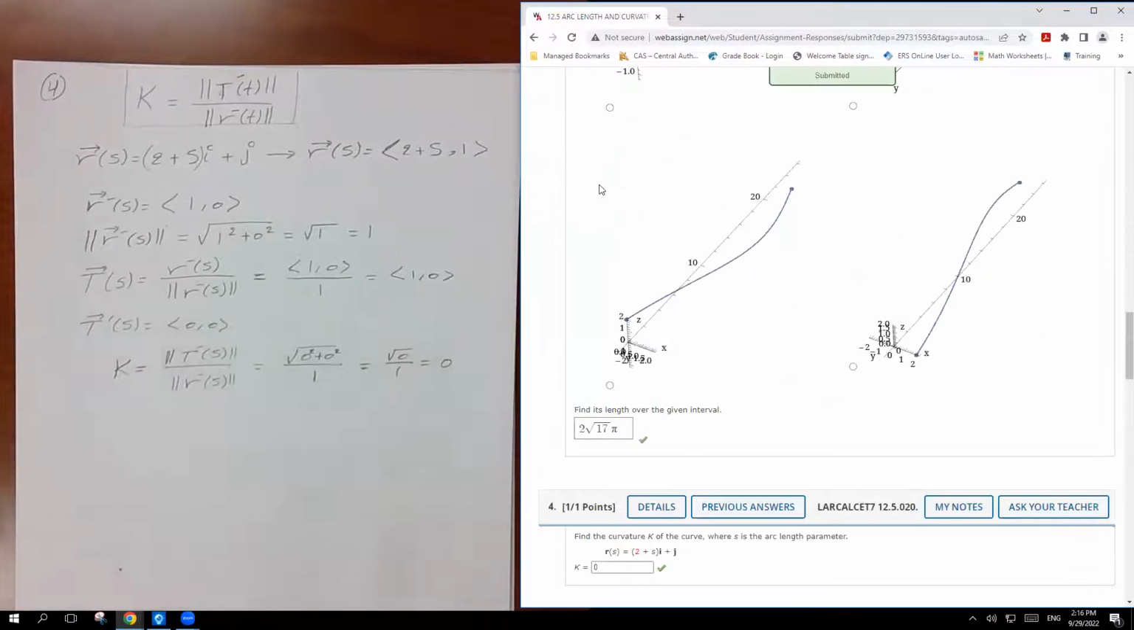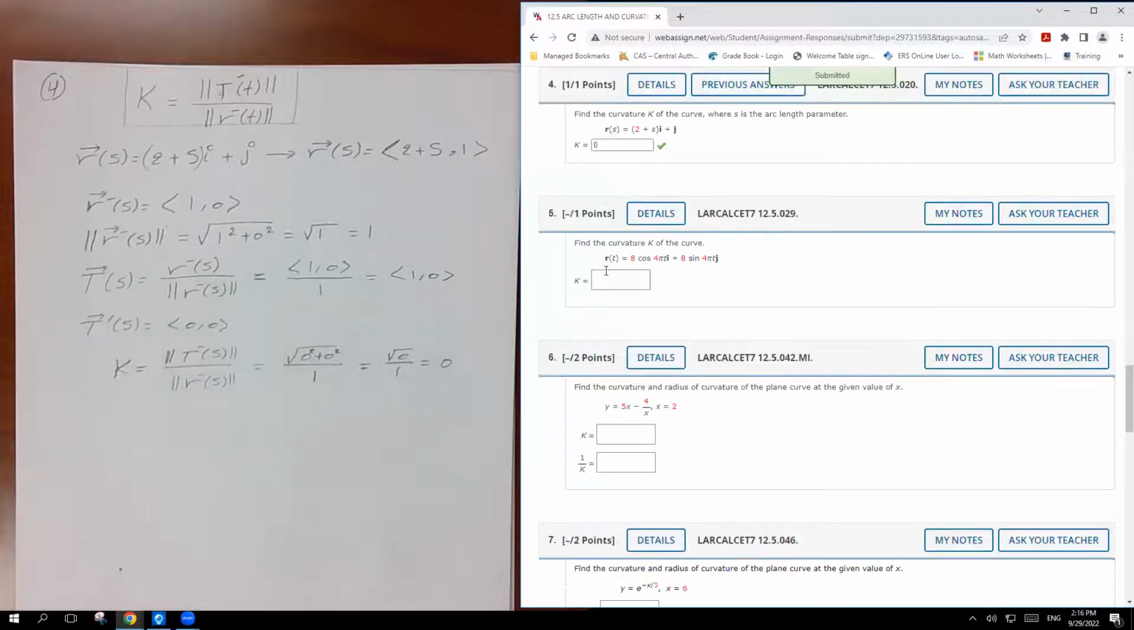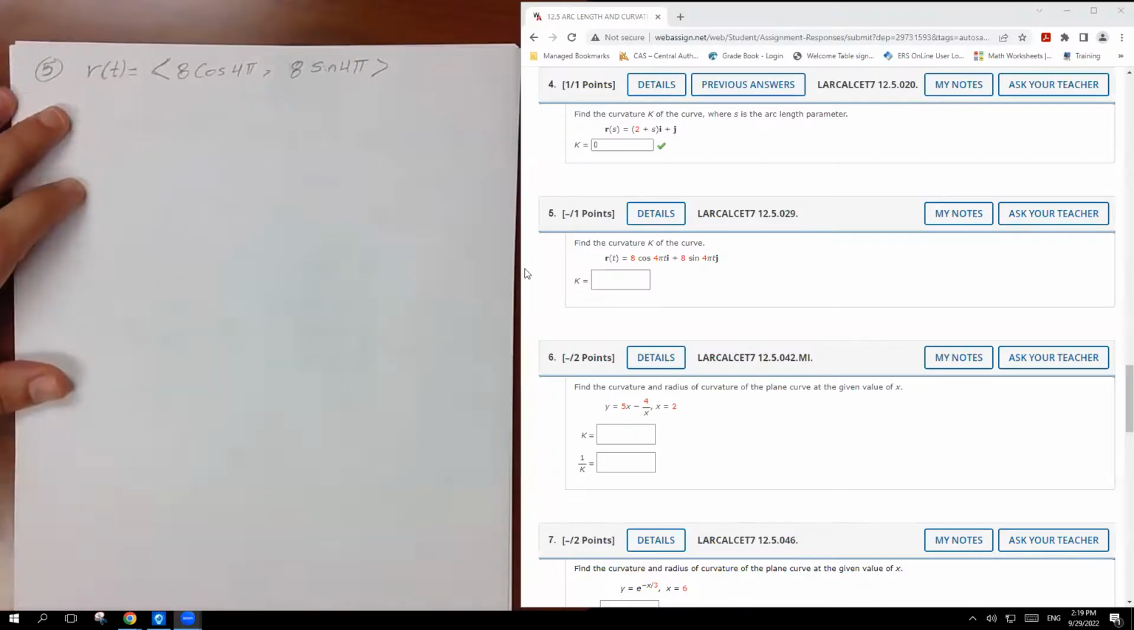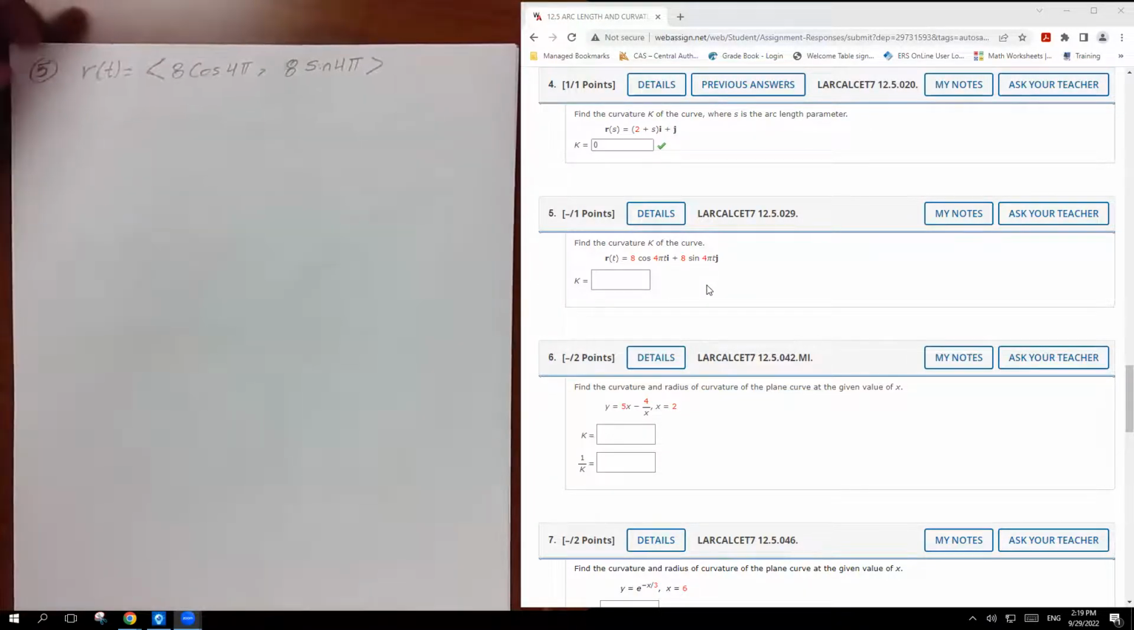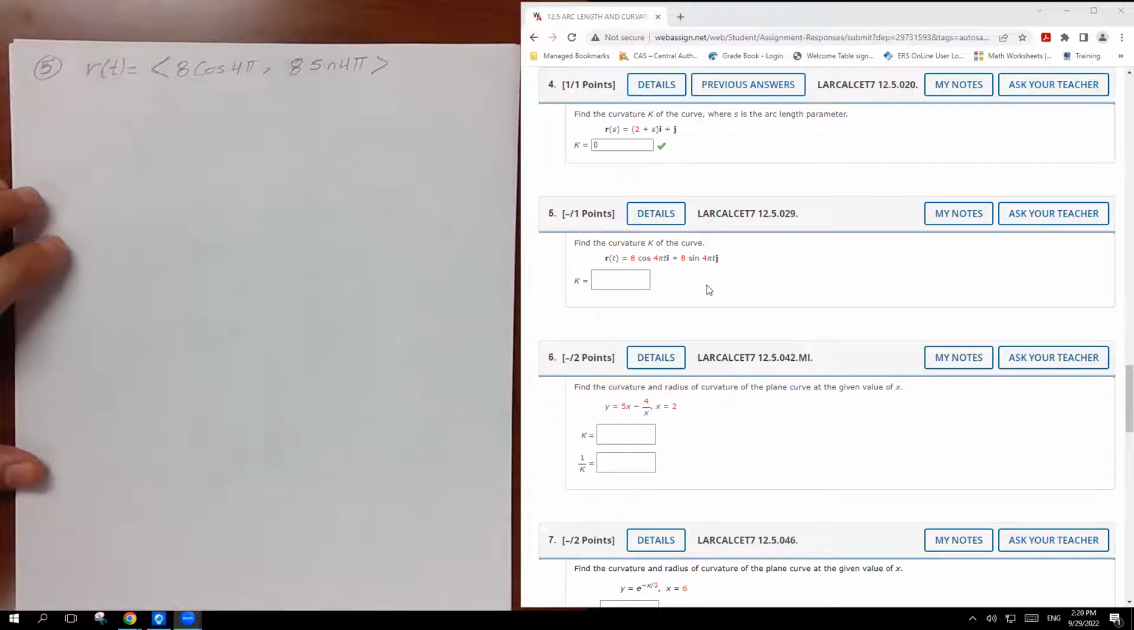We're going to do exactly the same steps with the next example, but now we have 8 cosine 4 pi t i plus 8 sine 4 pi t j. So let's find the curvature k of the curve when we have 8 cosine 4 pi t and 8 sine 4 pi t. We're going to do exactly the same steps. We have the rule to find the curvature.